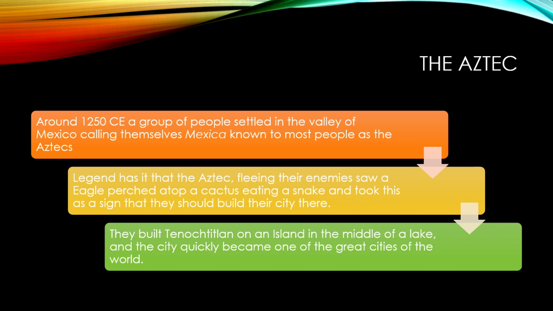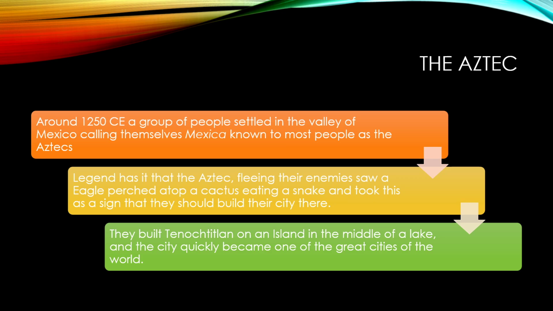So the next civilization that we're going to talk about are the Aztec. Around the year 1250 CE, a group of people settled in the valley of Mexico, calling themselves Mexica. Yes, you can laugh at my terrible pronunciations. It's not going to be the last time I mispronounce something in this slideshow.